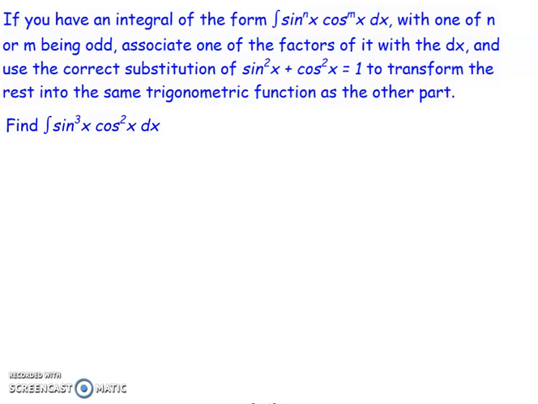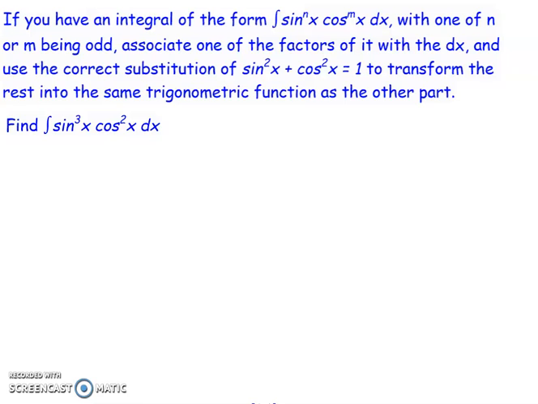If that's the case, what you do is you associate one of the factors of that odd power with the dx, and then use the correct substitution from sine squared x plus cos squared x equals 1 to transform the rest into the same trig function as the other part. Once we've done that, we can integrate it using the standard technique that we know.